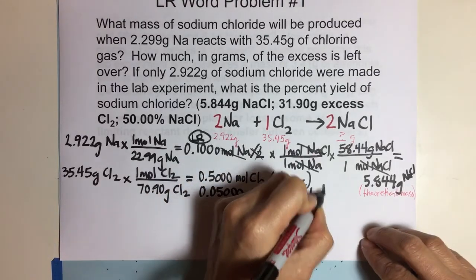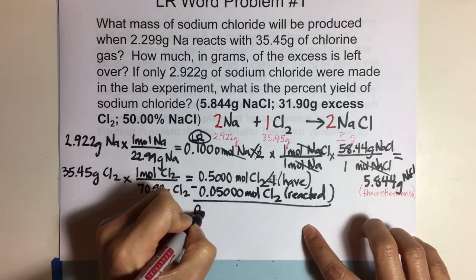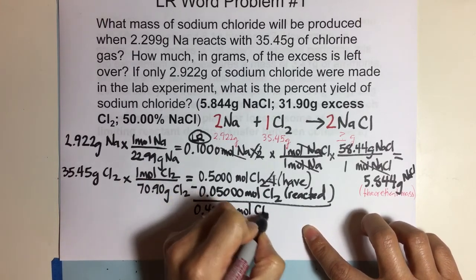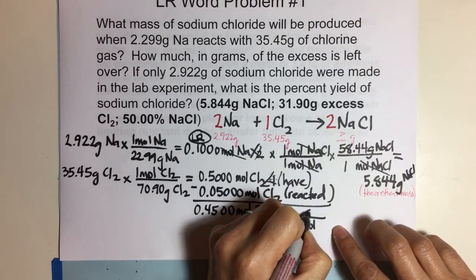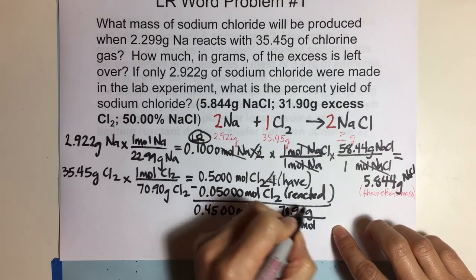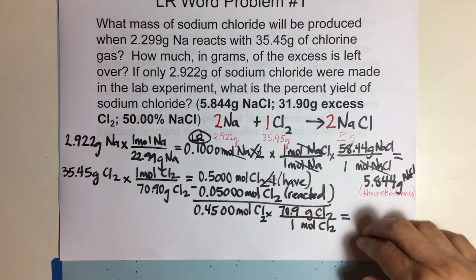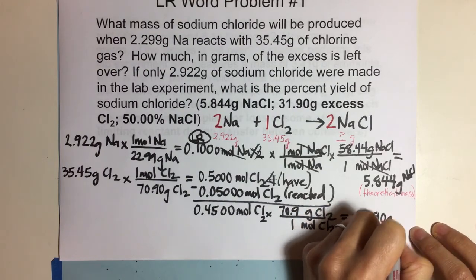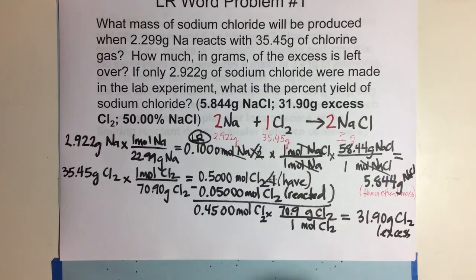Well, how much is left over is just the difference between the two. Upon taking that difference, you'll see it's 0.4500, and then you can calculate the mass by doing a mole to gram conversion. It's 70.9 grams of chlorine for every 1 mole of chlorine. Okay, and then you will get your mass of your excess chlorine. And so I'm going to write the word excess just to remind myself this is what I am calculating.